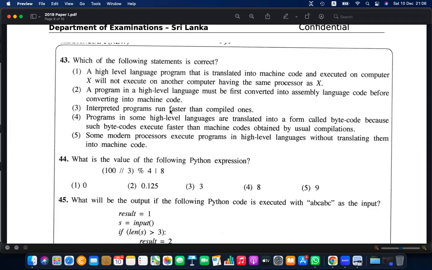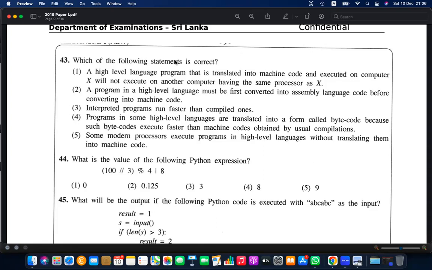Compiling is faster than interpreting. Here it is also wrong. The program must be converted to assembly language. No, not really required, it can be converted, but not a must. Then, a high-level language program is translated to machine code and executed on computer X, and will not execute on another computer having the same processor X. I was wondering, what is this X? You cannot say it like that. It can execute. So no correct answer is there, right?